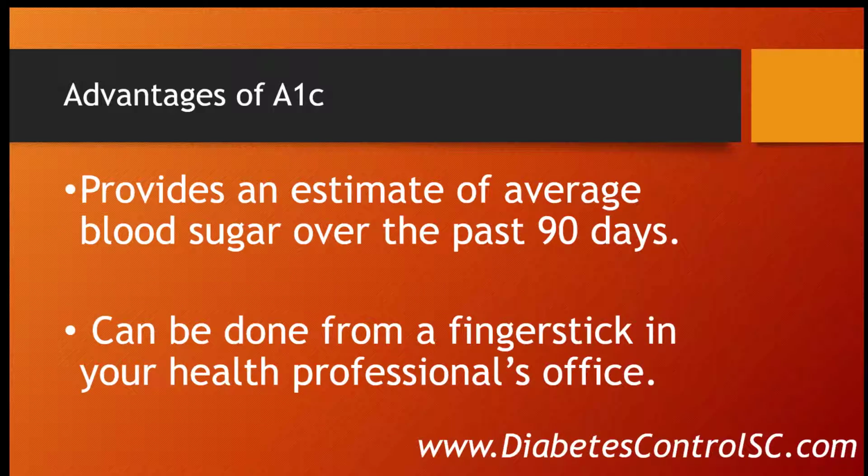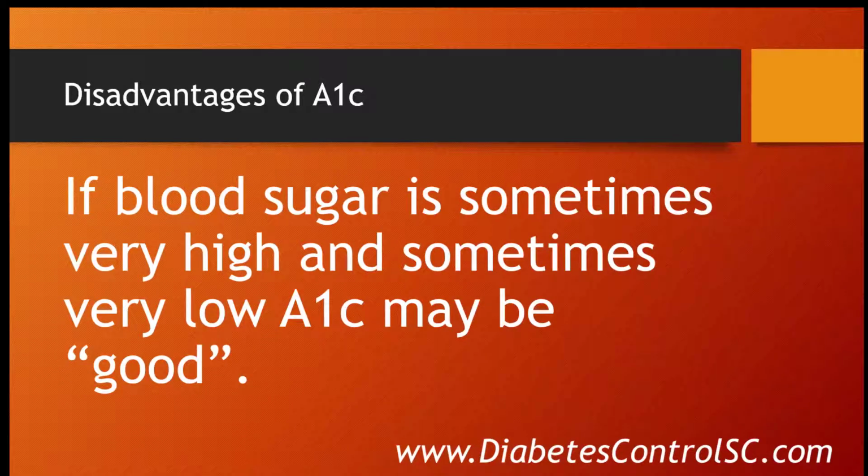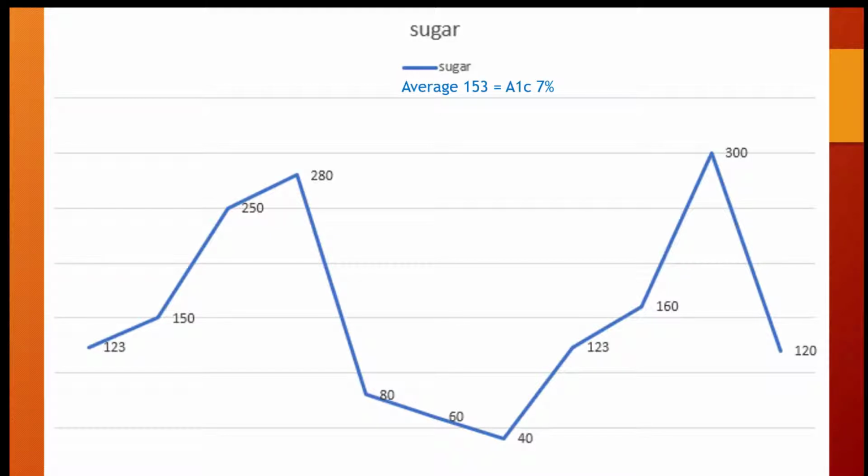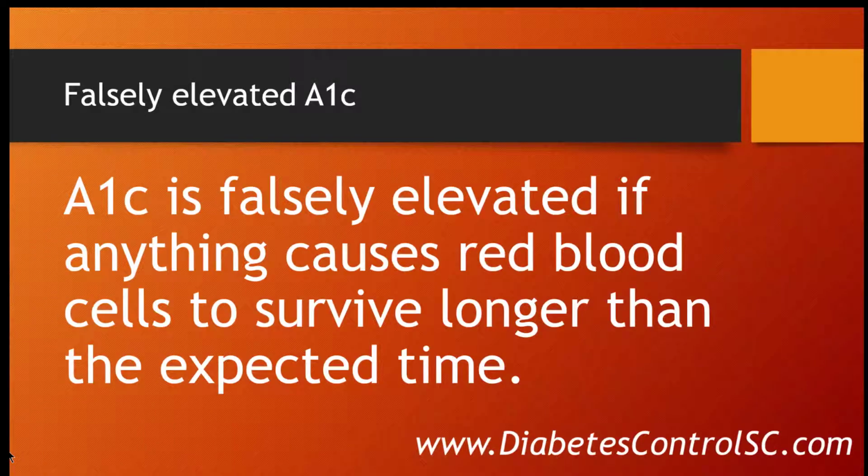What are the advantages? It provides an estimate of the average blood glucose over the past 90 or so days. It can be done from a finger stick in your health professional's office. What are the disadvantages? Well, if the sugar is sometimes very high and sometimes very low, A1c may be in the good range. For instance, if this was a patient's blood sugars, they range all the way from 40 to 300, but the average is 153, which equates to an A1c of about 7%.